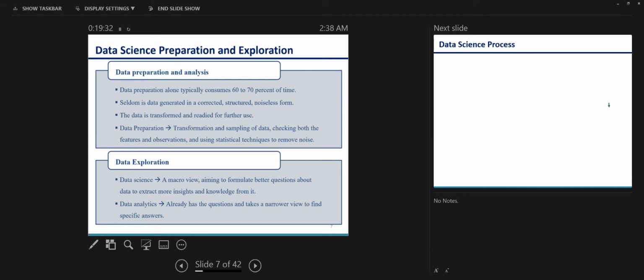Data preparation alone typically consumes 70 to 80% of the time, because seldom is data generated in a correct, structured, and noiseless form. So the data is transformed when we are preparing it. Data preparation is the transformation and sampling of data, checking both the features and observations, and using statistical techniques to remove the noise.